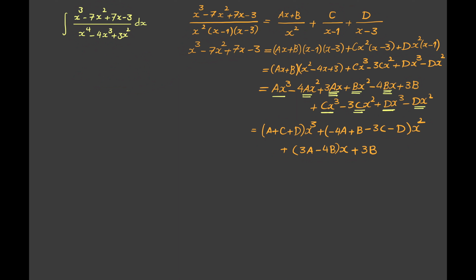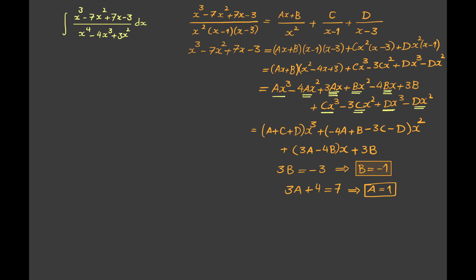So let me just write them. By comparing the last term, 3b is supposed to be minus 3. So this immediately gives me that b is minus 1. Now that I know that b is minus 1, I compare this one with this one. So 3a minus 4 times b, but b is minus 1, so this becomes plus 4, is supposed to be equal to the coefficient of x here, which is 7. And you immediately realize that a is equal to 1.